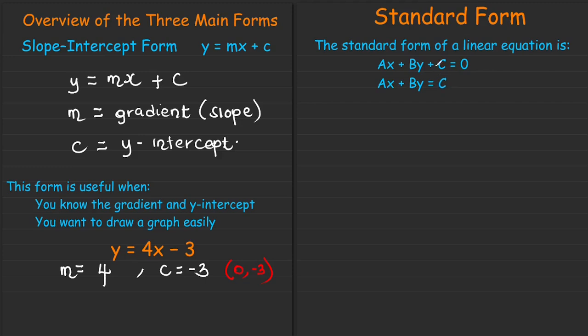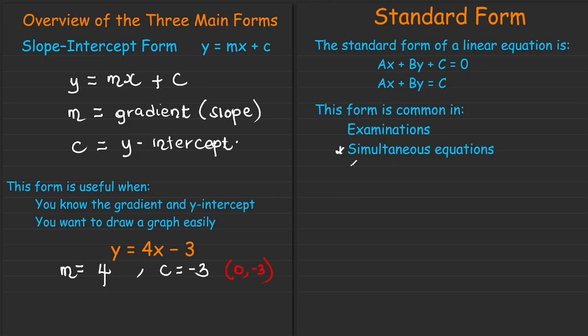Now the c is a constant. That is why we don't even put a negative there. They are all constants. Most of the time we use this form in examinations, and most importantly in simultaneous equations. Anytime we want to solve simultaneous equations, we change the equations of the line into this form so that we can actually solve for them.